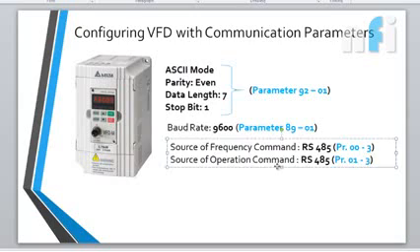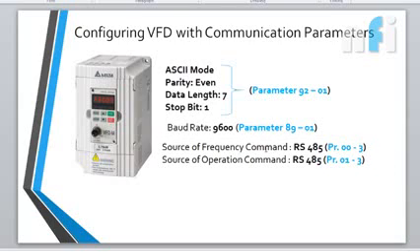Okay, so next is source of frequency command. Of course, because we are going to control this drive using 485, that is Modbus, we have to put 485. That can be a different protocol as well. If you're doing it with 485, then you have to use 485. So typically we do Modbus with 485 only. And source of operation command as well, 485.